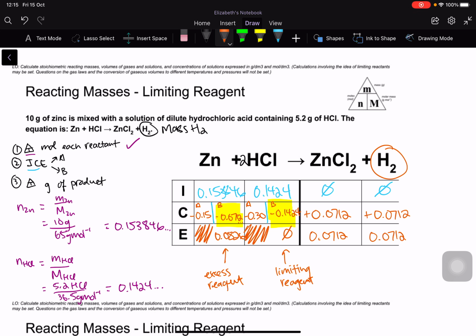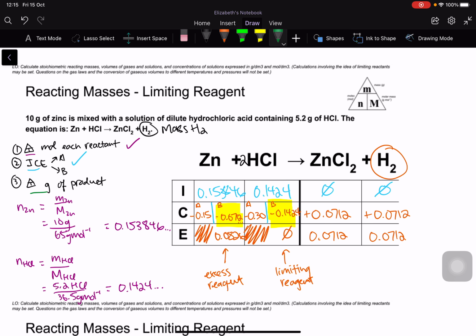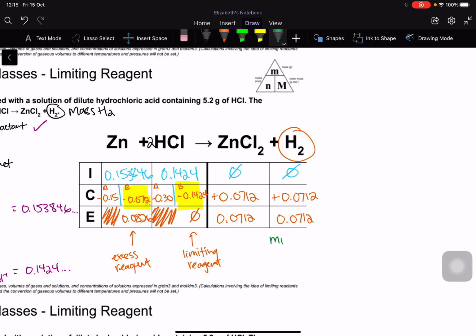And all I have to do is multiply this by the molar mass to find the grams. So I just finished the ICE table. Now what I'm going to do, different color, I'm going to find the grams of the product. So I'm trying to find the mass of H2. According to my triangle, I take the moles of H2 and multiply by the molar mass of H2. The moles of H2 here are 0.0712, and more decimals, times 2 grams per mole. So if we were to write that into our calculator, times 2, we would end up with 0.142 grams of H2 as our final answer.